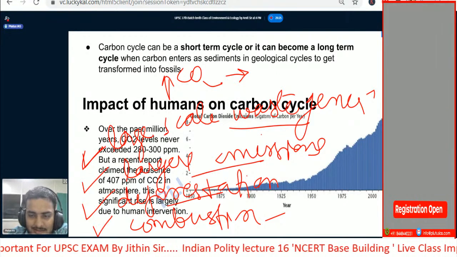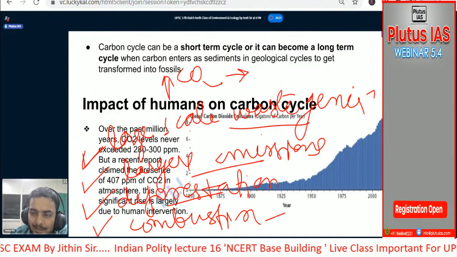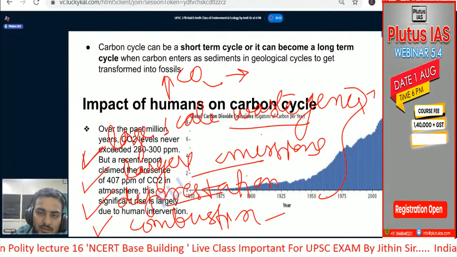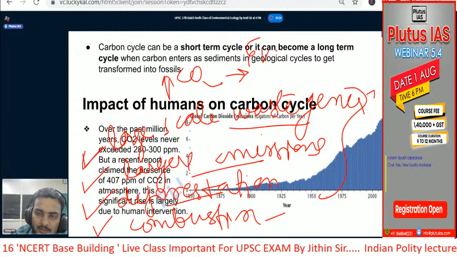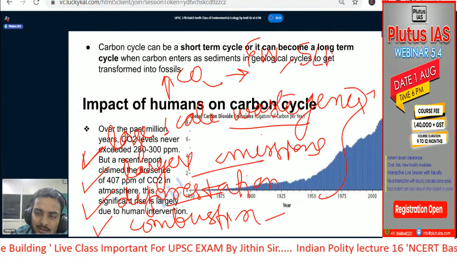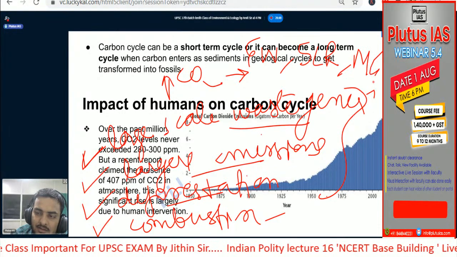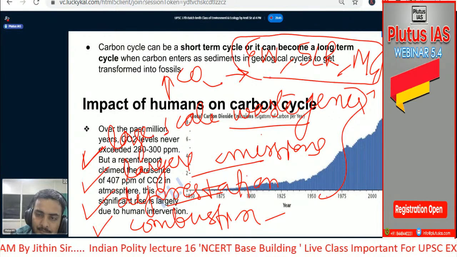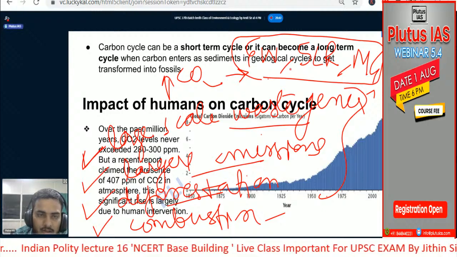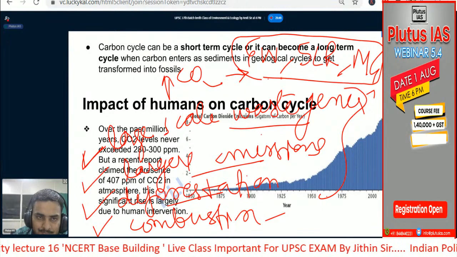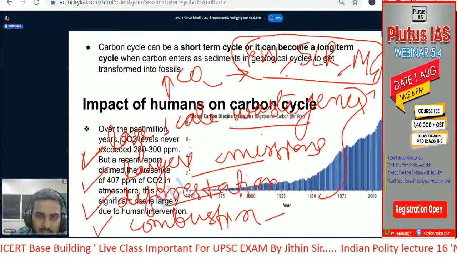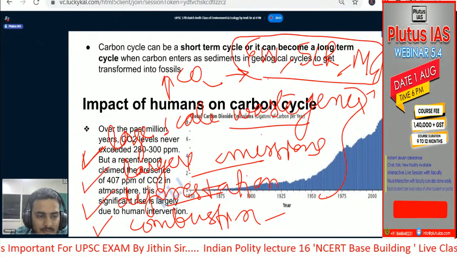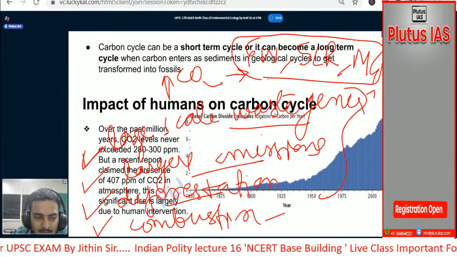So this part is okay, the impact of humans. Then what are the consequences of this increasing CO2 level? We have already discussed that: global warming, sea level rise, melting of glaciers, right? We have already discussed a bit of these things, okay or not? I'm not getting the answers.